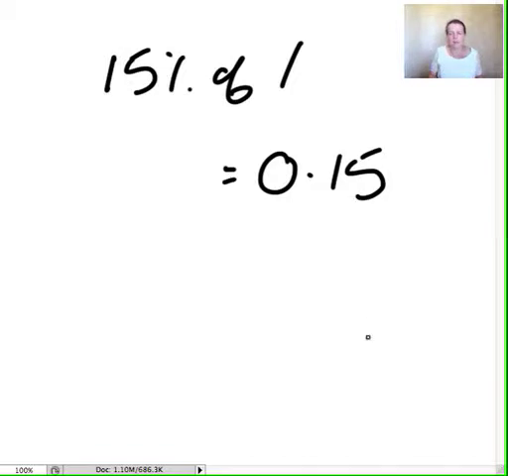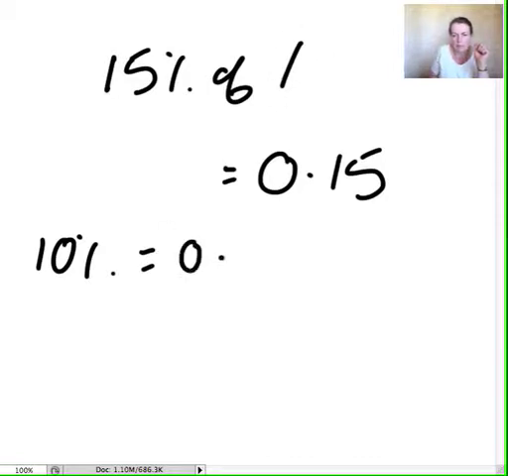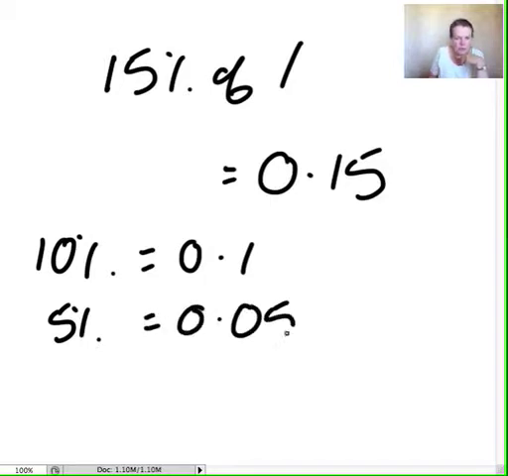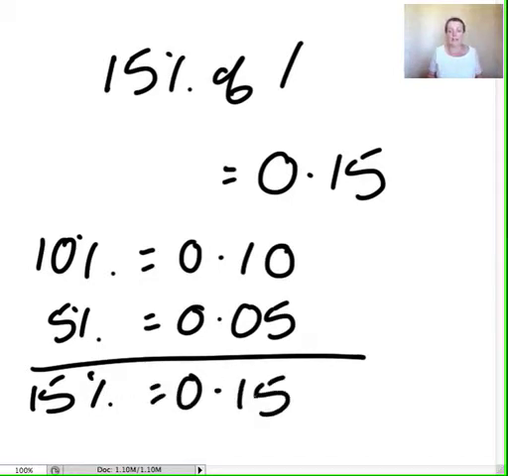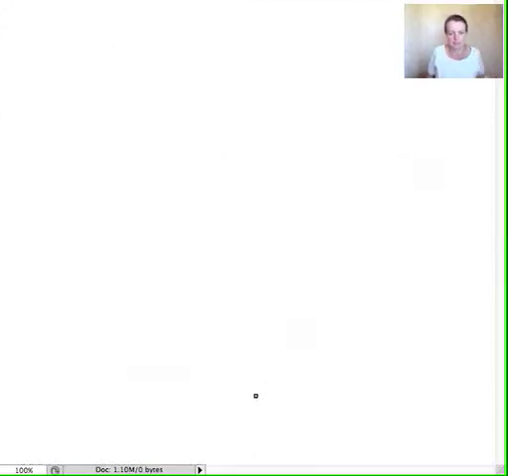Ta-da! If you want to, you can find 10% of that. So 10% equals, move the decimal point, 0.1. 5% is half of that, which equals 0.05. Do we agree? Because 10% of a pound would be 10 pence. 5% would be 5 pence, and therefore 15% equals 0.15. Ta-da! Next one.